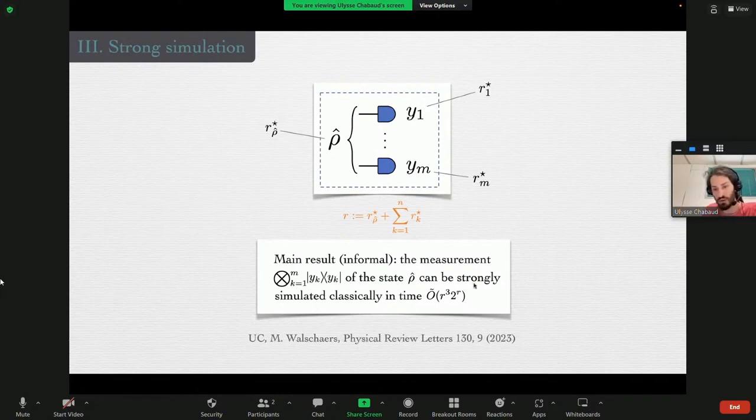And I should specify what I mean by strong simulation. Strong simulation is something that is stronger than just the sampling. If you're able to strongly simulate, you can actually also simulate the sampling. It's the ability, given an instance of that problem, to compute any output probability efficiently, or any marginal output probability efficiently. Okay, and so how do we prove that result?